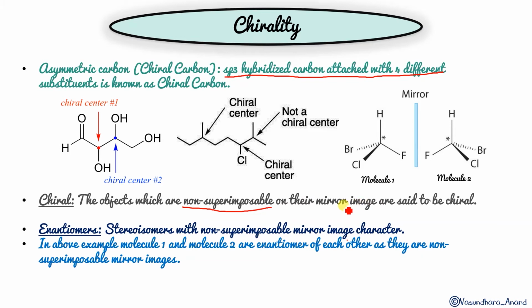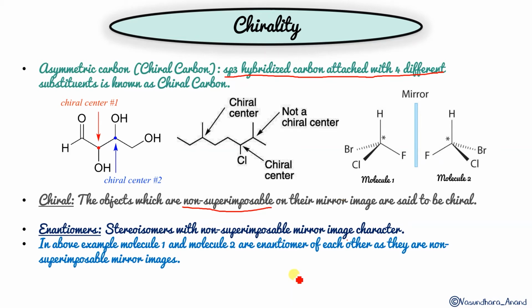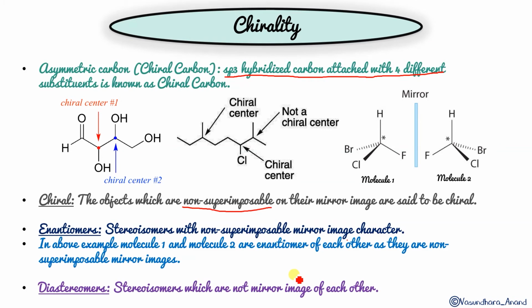Got it? Any problem? And the next concept is diastereomers. Diastereomers are compounds which are not mirror images of each other. Or you can say that in diastereomers, at least 2 chiral centers will be there, and one part, upper part or lower part, will be superimposable and another part will not be superimposable, like this. So in that case, it is a diastereomer. A few examples will be there, so I will explain through those. Now let's move to the next slide.